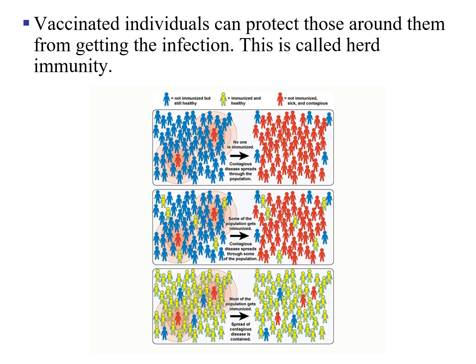Vaccinated individuals can protect those around them from getting the infection. This is called herd immunity. During COVID, on every TV station, they talked about herd immunity. They wanted to get a certain percentage of the population immunized, either by being exposed to it, where they built antibodies against it, or by having the vaccine and building antibodies against it. So they wanted to get a specific number that is called the herd immunity.